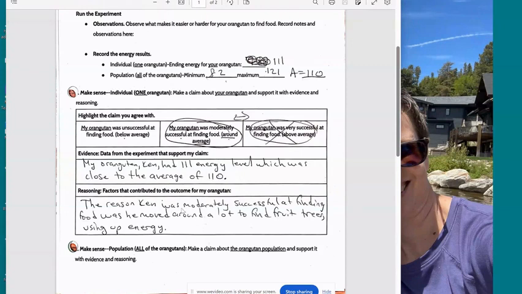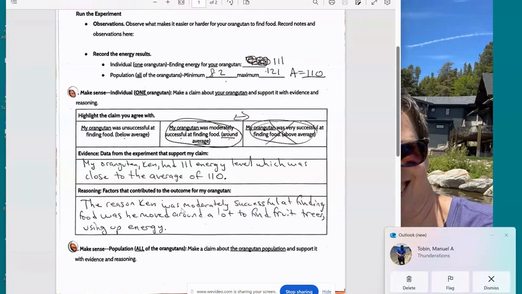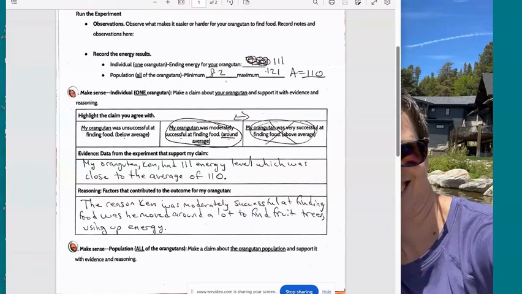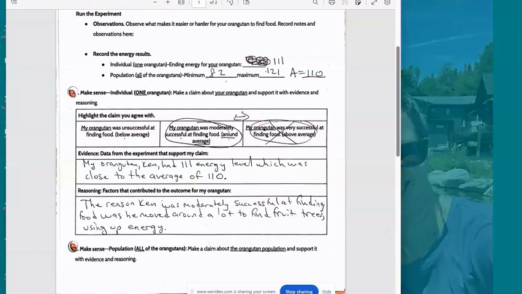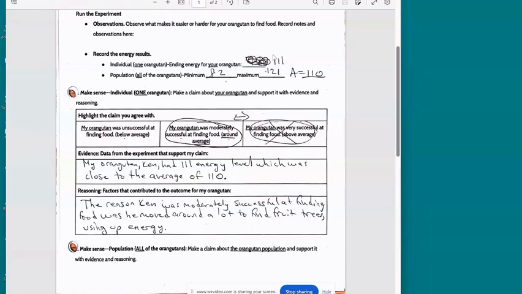And then for reason, this is why you want to make sure you can follow the orangutans around and see what they're doing. Because how they're moving around, if they're clumped with other orangutans, or if they're in an area where there aren't very many fruit trees, all of that will impact your reasoning because that's going to impact why you got the number you got.